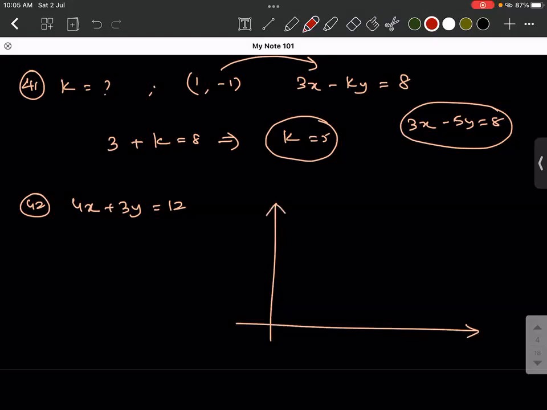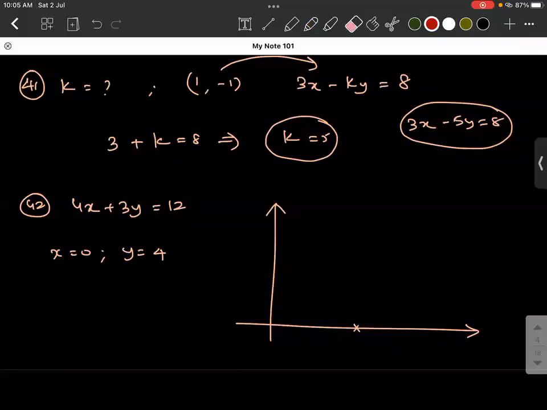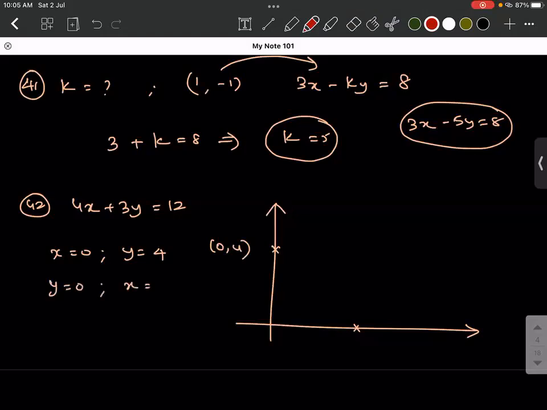So this 4x plus 3y is equal to 12 touches the coordinate axes. So when you put x is equal to 0, y is equal to how much? Y is equal to 4. So x is equal to 0, y is equal to 4, and you put y is equal to 0, x is equal to 3. So 3 comma 0. When you join them, okay, you get a right angle triangle. You need to find the length of this hypotenuse.